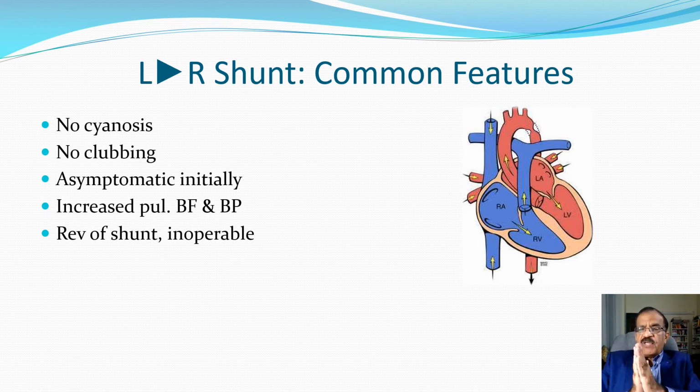Right to left shunt never gets reversed. It is only the left to right shunt which may get reversed later in life, because as I just mentioned, pulmonary pressure will progressively increase, and there will be a time when the shunt may be both ways. Sometimes blood is going from the left to the right, and sometimes from the right to the left. Then when the pulmonary pressure increases further, there will be complete right to left shunt, and at this stage the patient becomes inoperable.